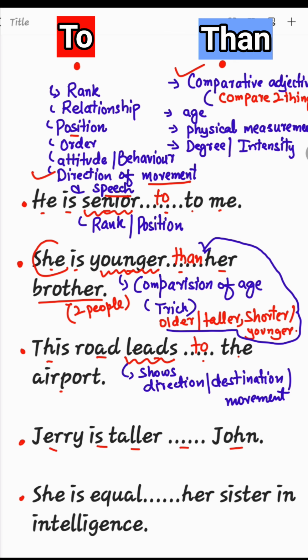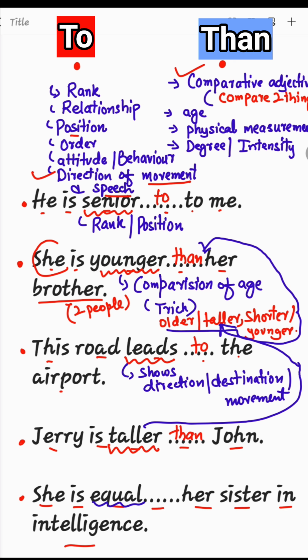Jerry is taller blank John. Here taller is the comparison, so we use here "then". She is equal blank her sister in intelligence. Here the keyword in this sentence is equal and it shows status or level. Such words always take "to".